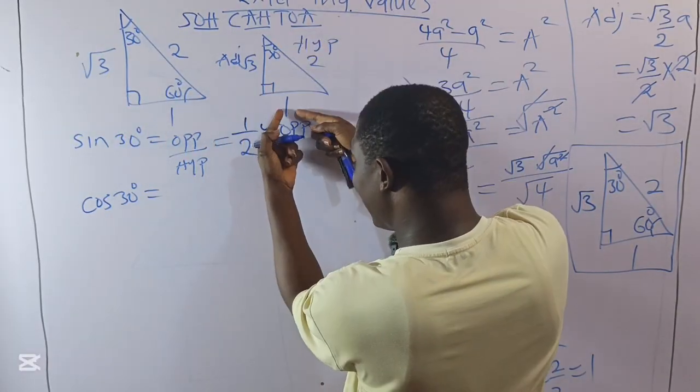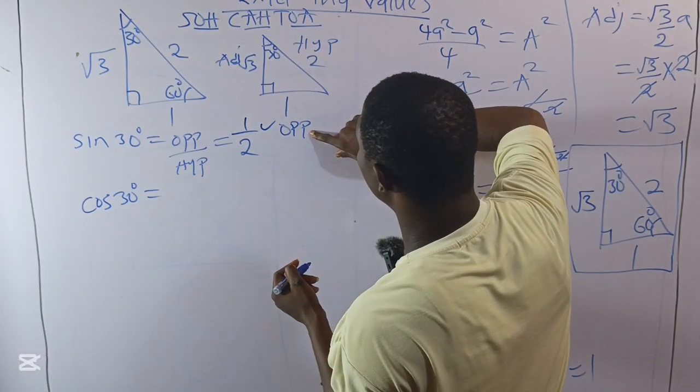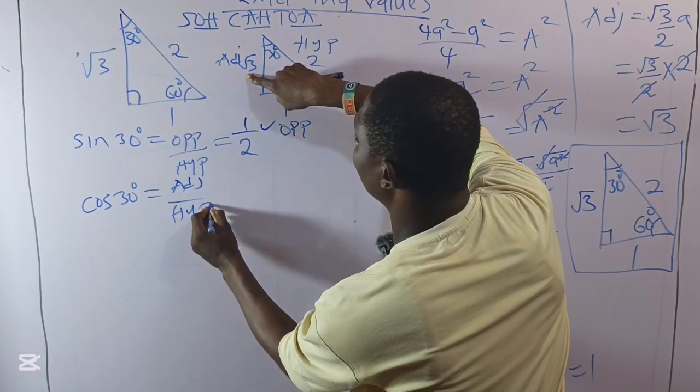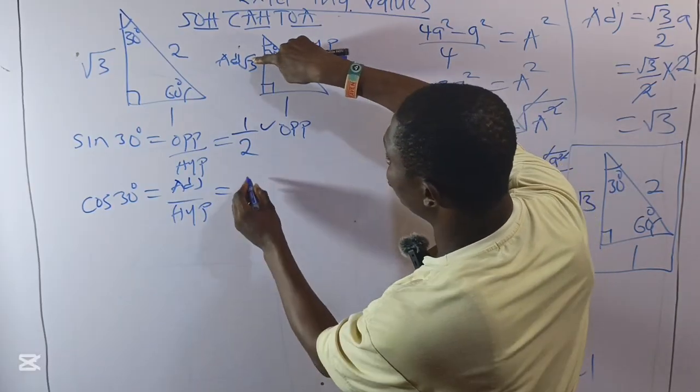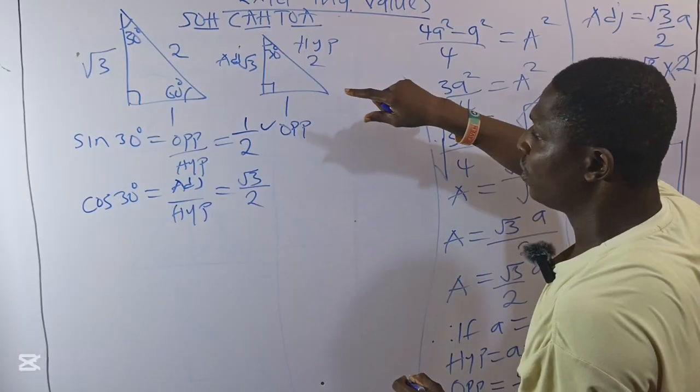Now, cos 30 also, I'm using this angle, remember, so that you won't say this should be the opposite. I'm using 30, so this angle is facing here, it must be my opposite. So for cos 30, here's my opposite. Cos 30 is adjacent over hypotenuse. And my adjacent side here is root 3, all over the hypotenuse, which is 2.